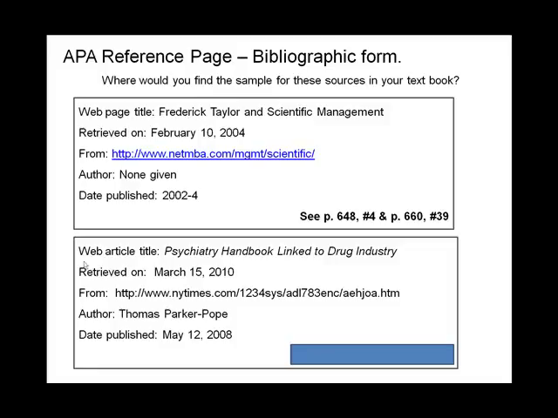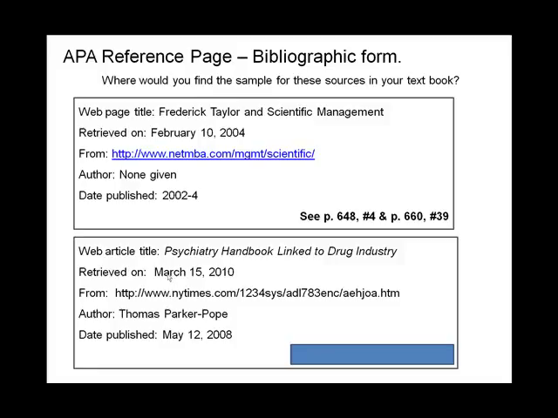Okay, let's take a look at this next one. Take a look at it, and then I'd like you to determine where would you look in your Hacker and Sommer's textbook in order to reference this. Notice this comes from an online archive of the New York Times. We have the author, we have the date that it was published, we have the title of the article, and when it's retrieved. So where would you look? Pause the slideshow right now.